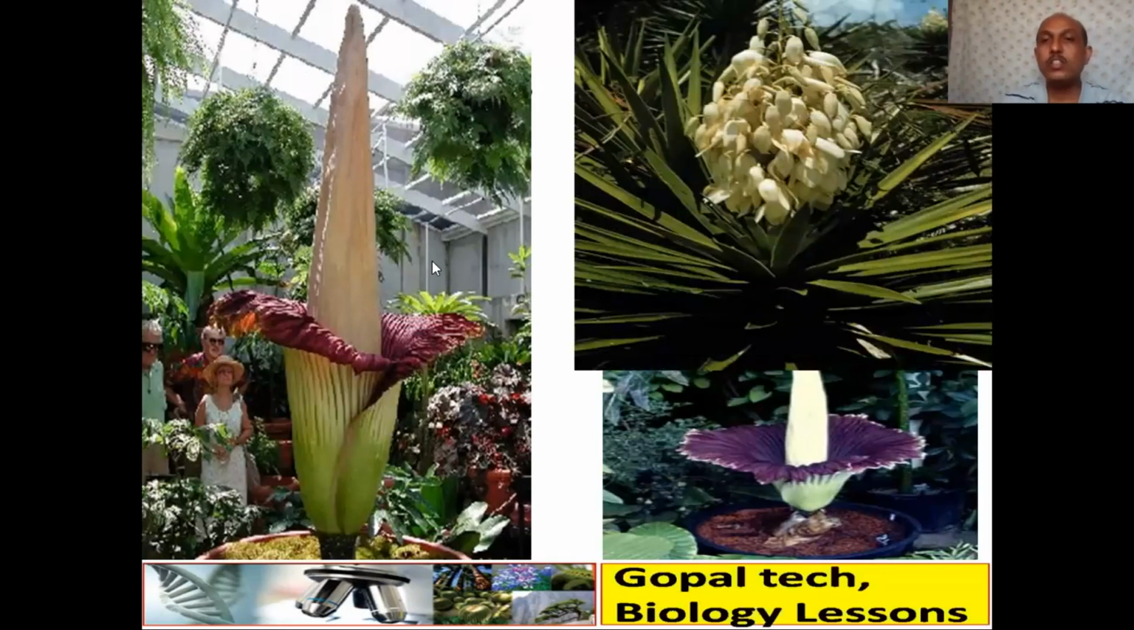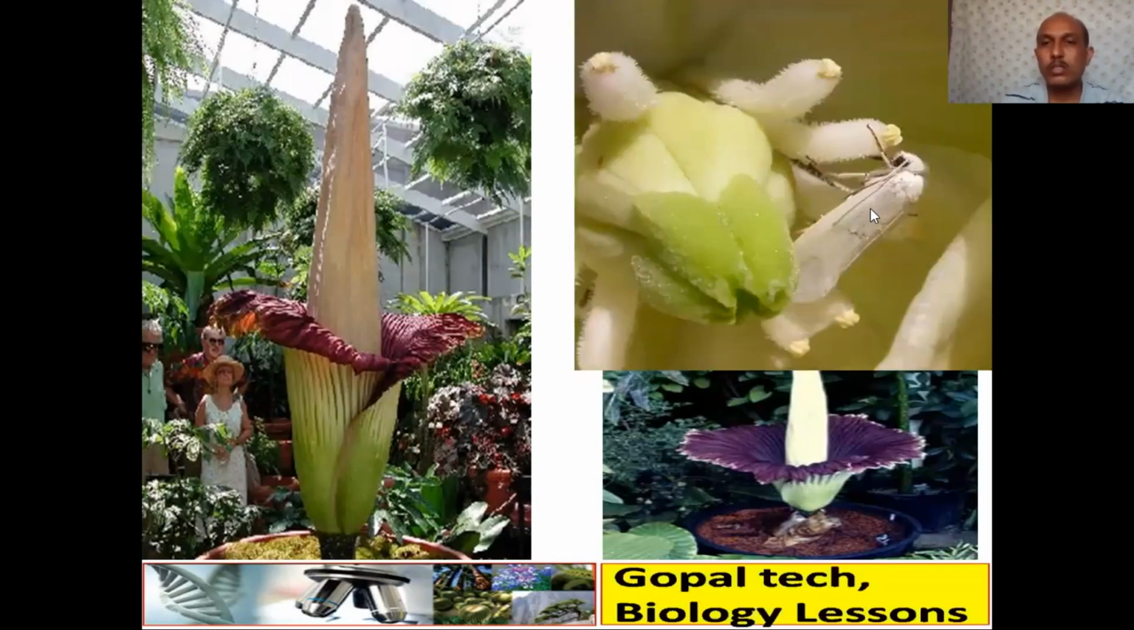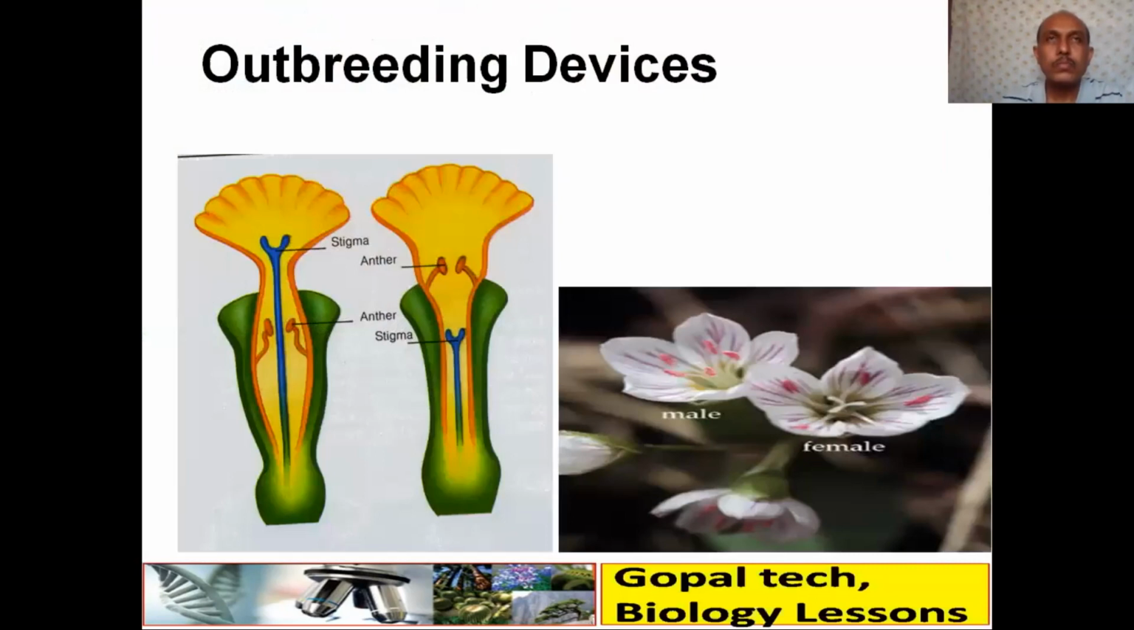Okay, and this is yucca, and inside that you can see a moth. It will use that to lay the egg, and during that the pollination takes place. So this is one kind of symbiotic relationship. You will study that one in even next chapters. There are also outbreeding devices.